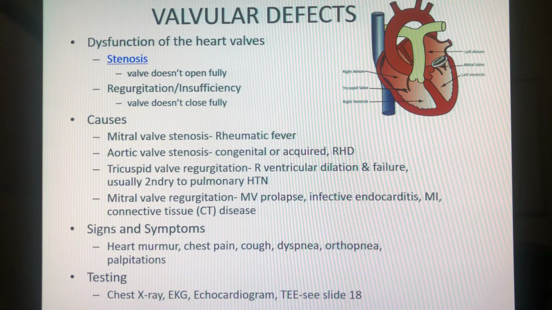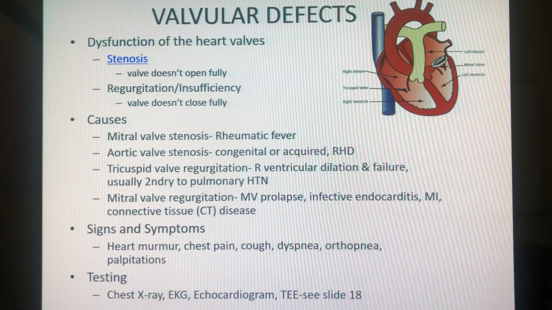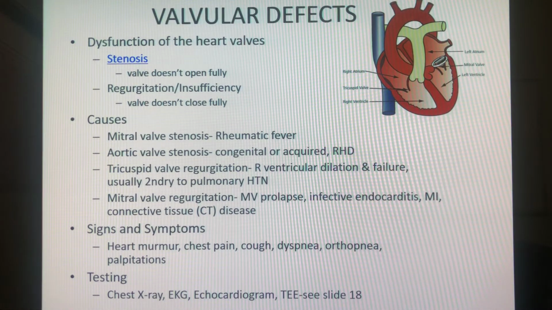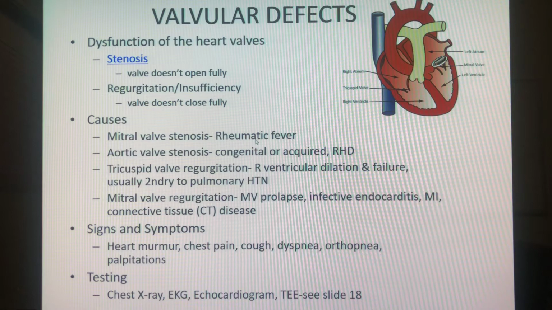So somebody gets really flushed, they get a really high fever usually, and then the immune complexes again can go to these different valves and cause problems, okay? So if you're talking about rheumatic fever right here, that's what we're talking about: a strep infection kind of gone bad that may have actually caused some mitral valve stenosis.